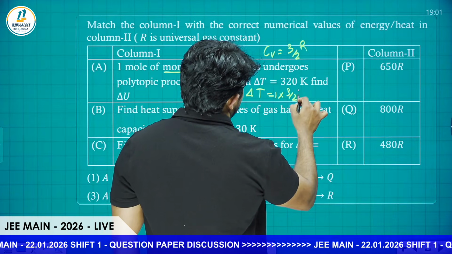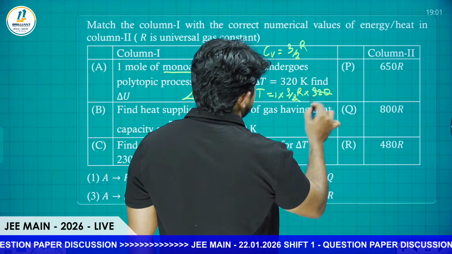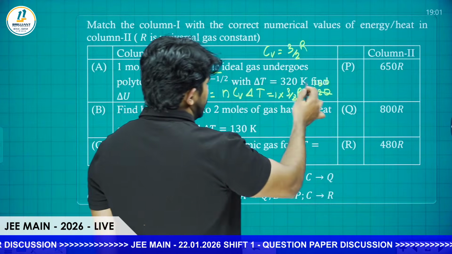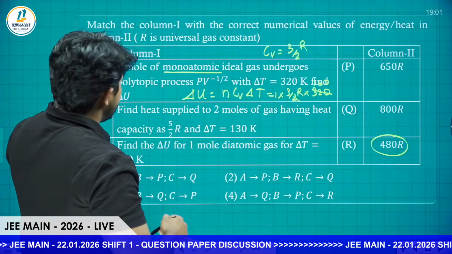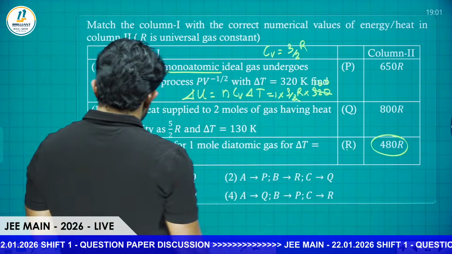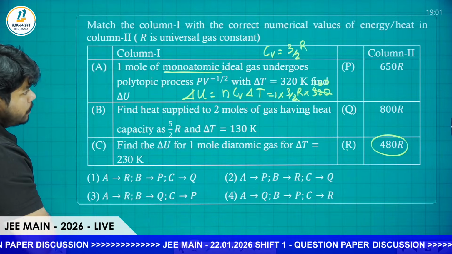3 by 2 R times delta T, which is 320. So we get 160, 480. Yeah, 480 R will be the value. So A will be R, right? A will be connected to R. There are two options, 1 and 3, that we have to look for.